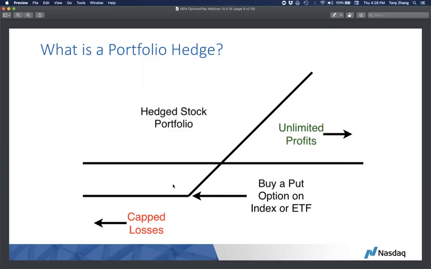However, if the markets go lower, you have capped losses, meaning you have limited losses as the market goes lower. And the whole point here is to protect yourself beyond a certain point so that you don't lose any more. Or if the market goes all the way to zero, or if the market crashes, you don't lose all of your money in your portfolio. That's the goal of a portfolio hedge.